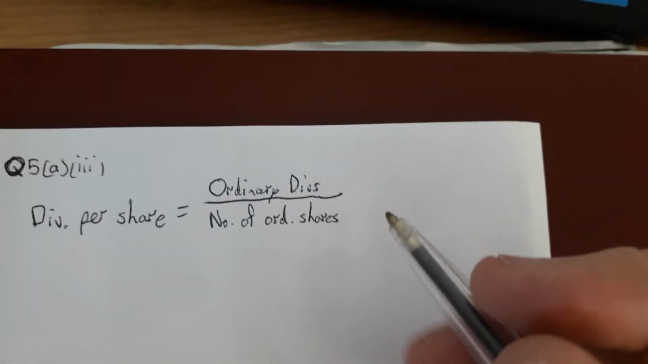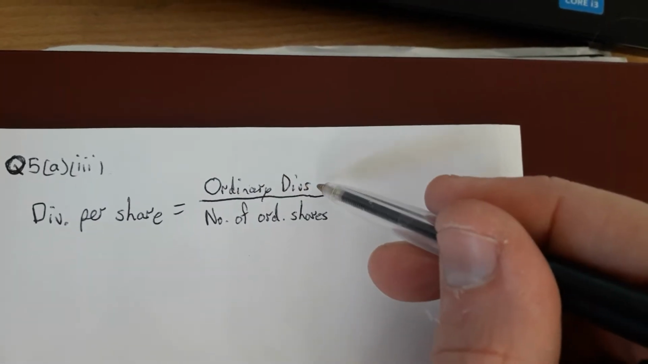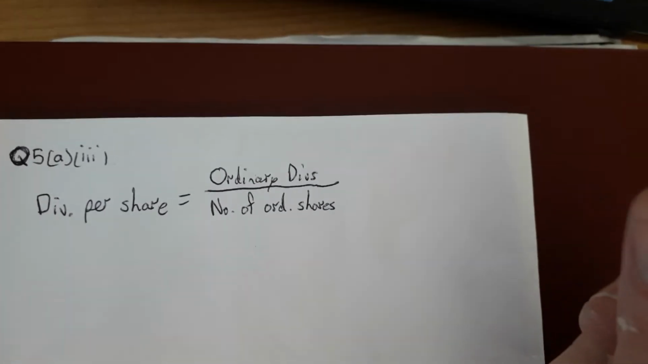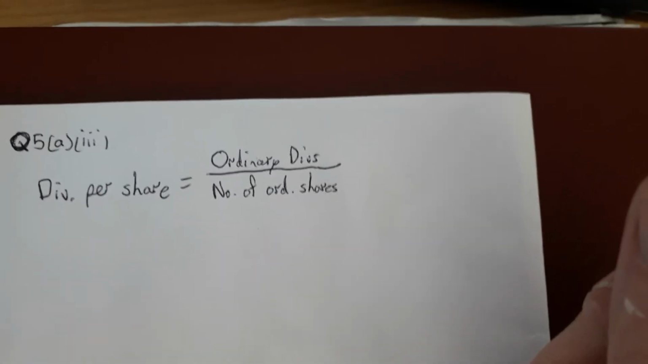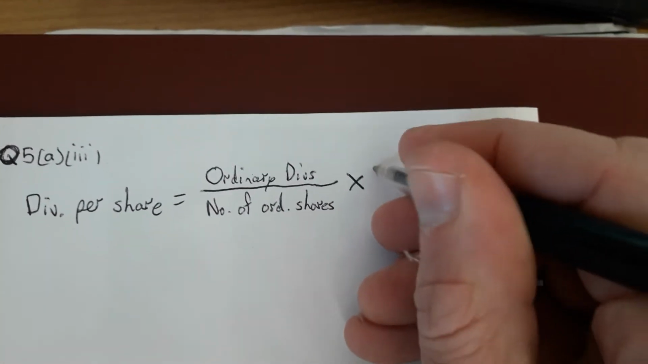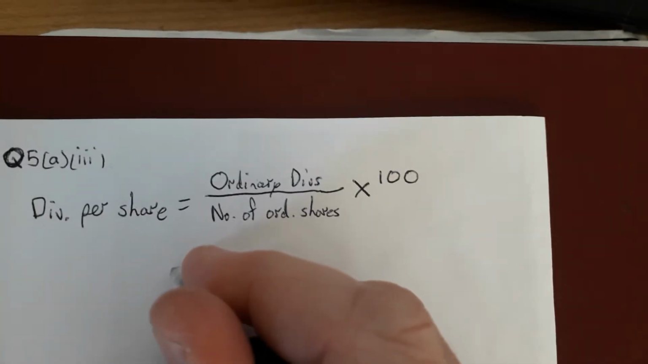Now, because it's dividend per share, the ordinary dividends is going to be in euros, but our answer is going to be a very small amount of a euro. We like to convert our answer into cents rather than keeping it in euros. So in order to convert it into cents, we'll multiply by 100 also. Okay, so let's continue on.